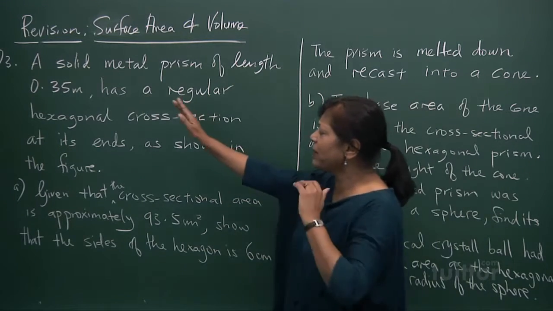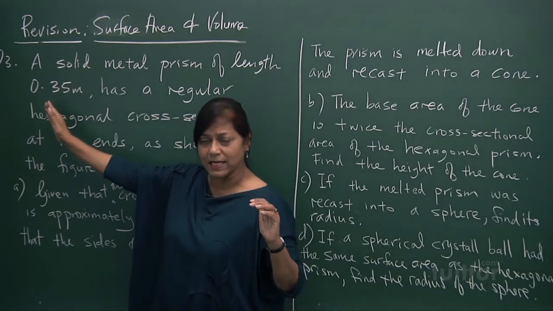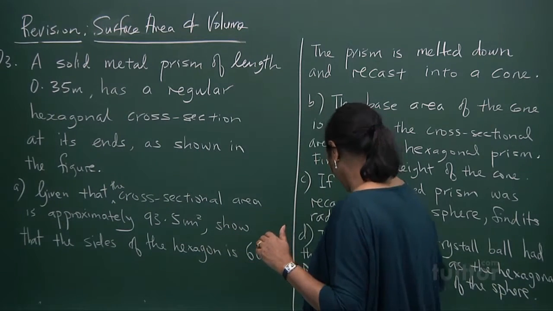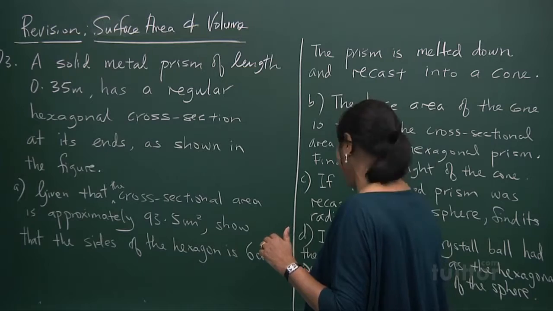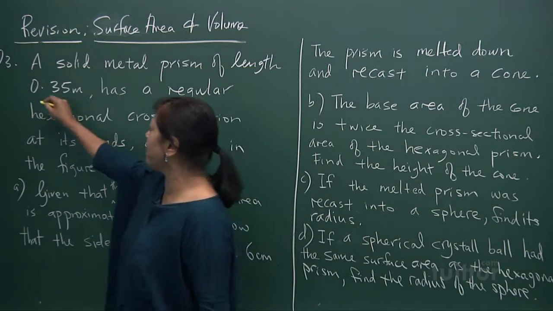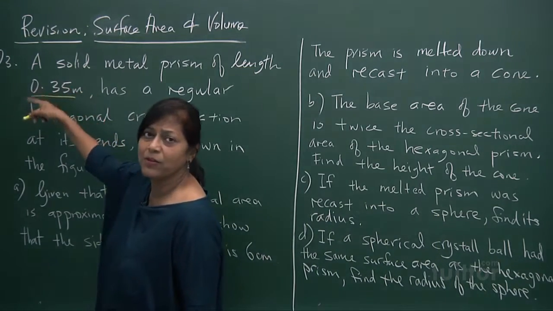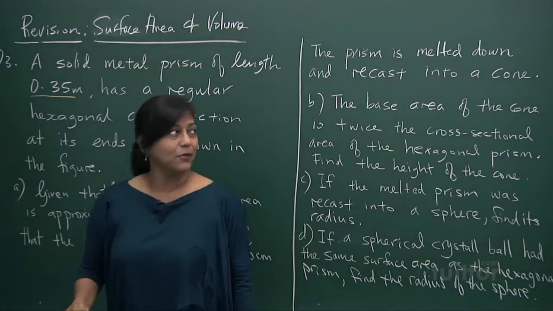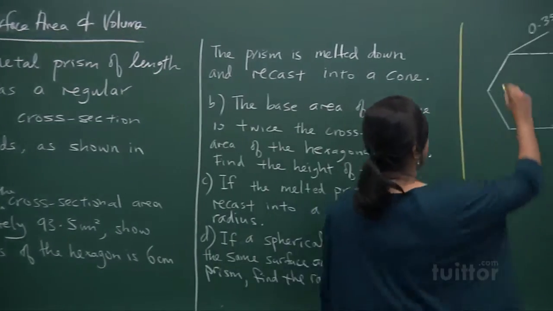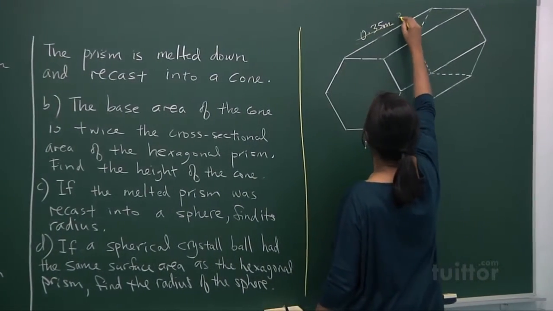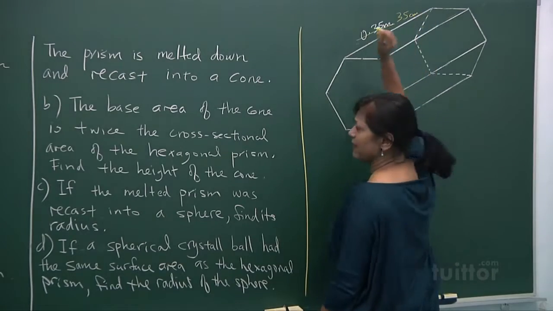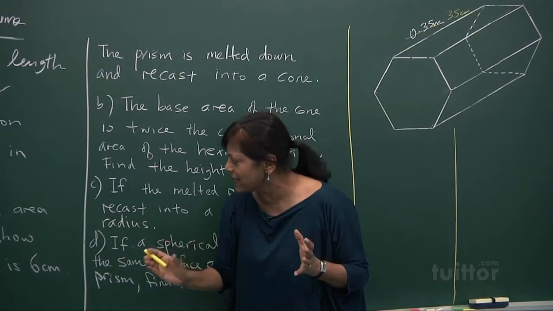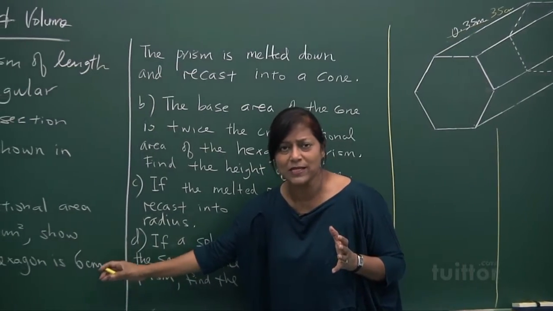Now, be careful about the units of measurement. This is in meters and this is in cm. If I were to change it to cm, it will be 35 cm. So the length is 35 cm. I could change it this way, 35 cm, clearer then. Now from there, we need to show what its side is. We have to show that it's 6.